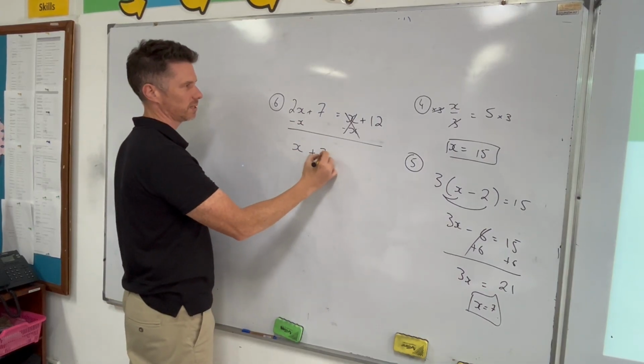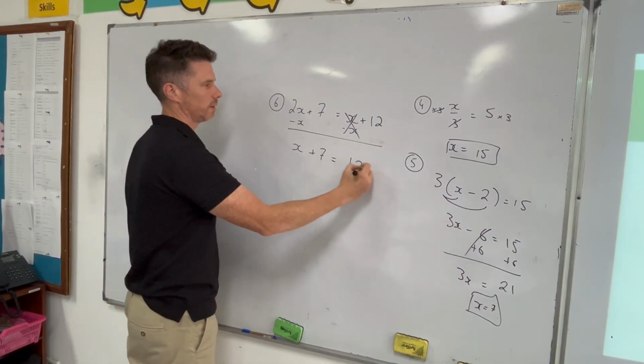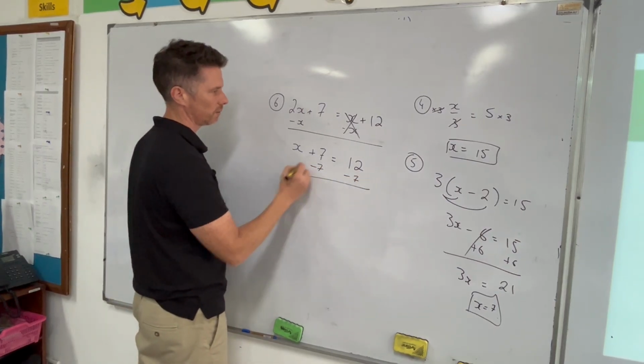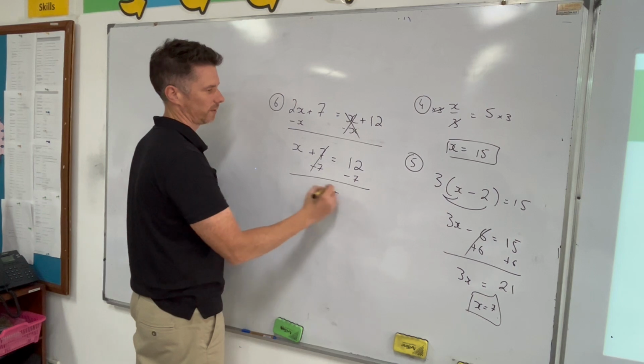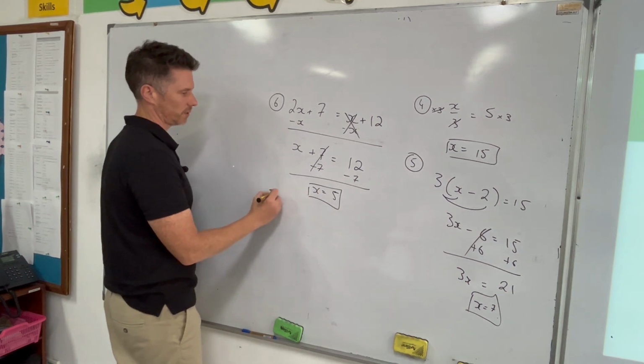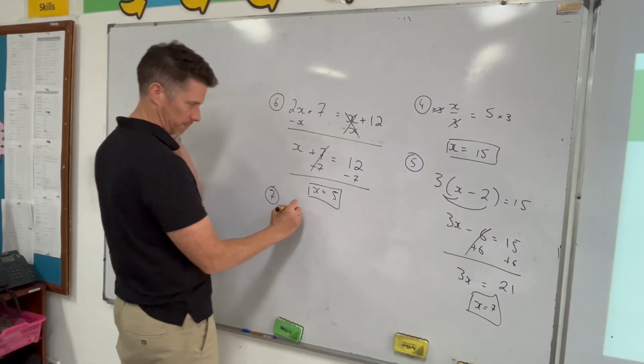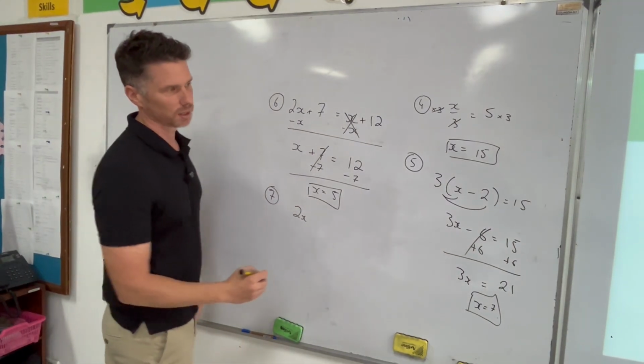I have plus 7 still here, the equal sign, and 12. So what number plus 7 is 12? Well, I can subtract 7 to find it out. x is 5. Question 7 seemed to cause a lot of difficulties. It's the first multi-step, or second multi-step equation.